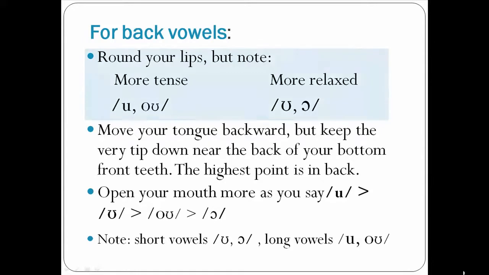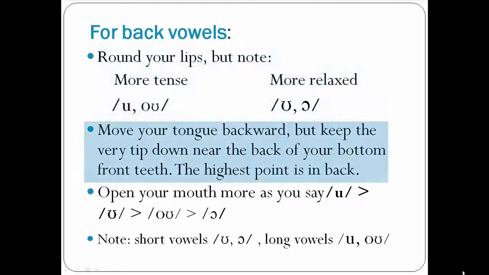For back vowels, remember to round your lips, but note these sounds are more tense. Oo, o. These sounds are more relaxed. Ah. Move your tongue backward for all of these sounds, but keep the very tip of your tongue down near the back of your bottom front teeth. The highest point is in the back.